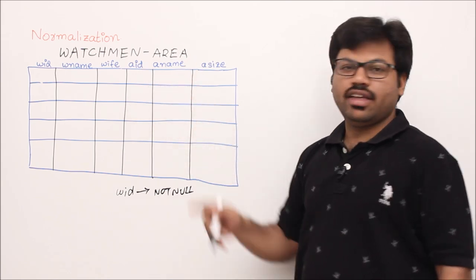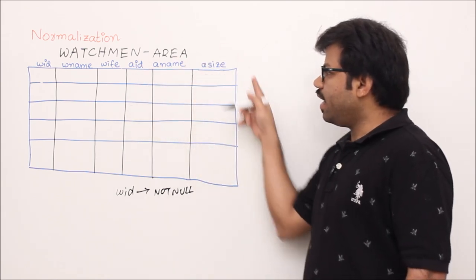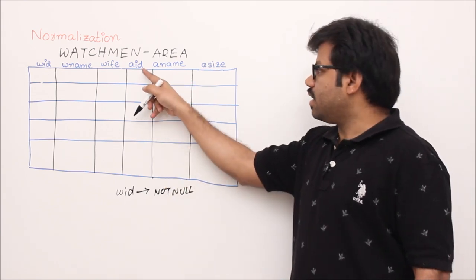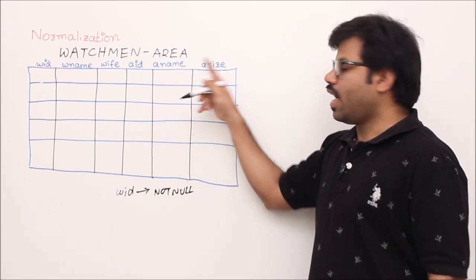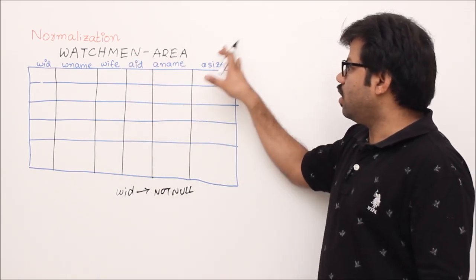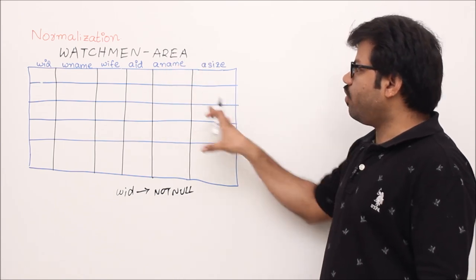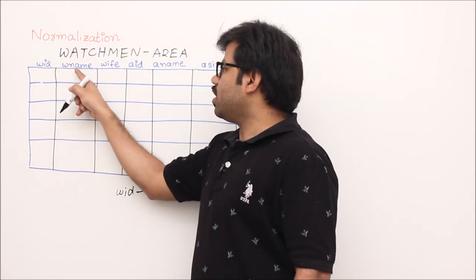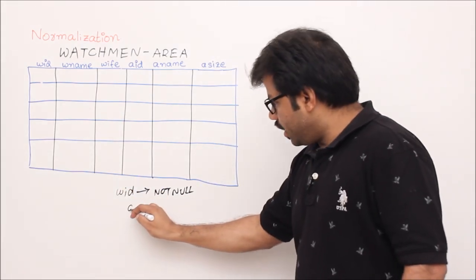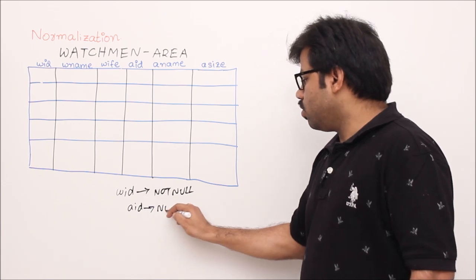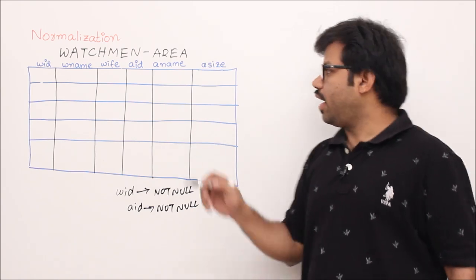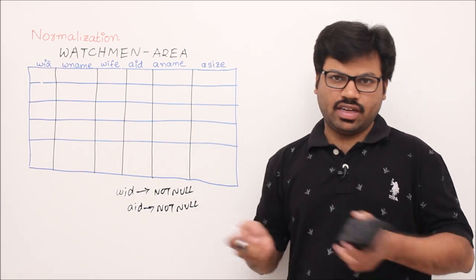Now area ID. We are going to maintain the areas, right? That means every watchman is going to watch one area. Then that area's ID we write here, and every area will have some area name and area size. So these three columns on the right side are area information. Now watchman ID, watchman name, and wife represent watchman information. Area ID also should be not null, because if I write null here, again I cannot uniquely identify one area.